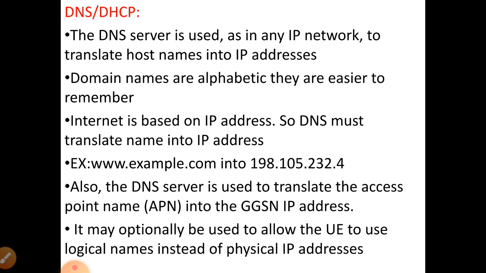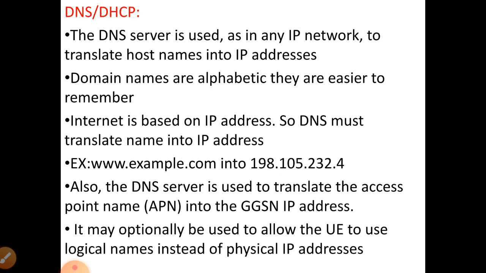But the internet, not only the internet, the computer, is based on the IP address or machine coding. So this domain name server translates the name into the IP address. In your textbook they give the example www.example.com, which is easily remembered by human beings. But for these alphabets, the original IP address will be 198.105.232.4.